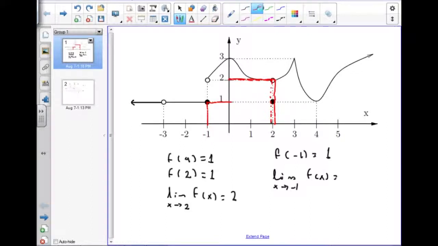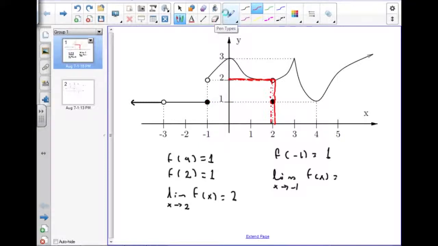Okay. For the limit, we are gonna move a little bit to the left of the value -1, and that's where we're gonna do our vertical line. Okay, our vertical line hits the graph right here, and now we do the horizontal line and we read in the y-axis that that value is 1.